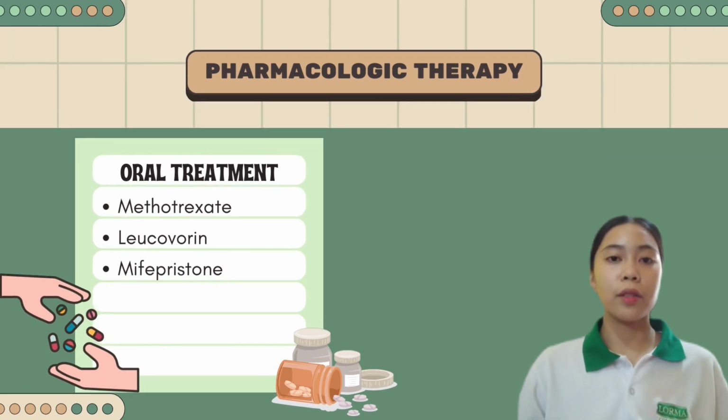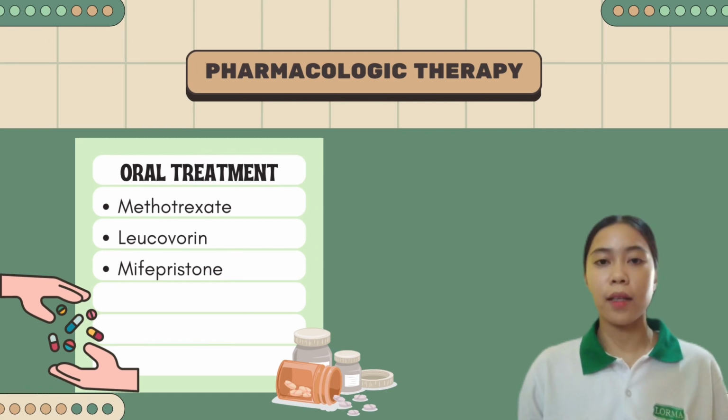And second is leucovorin, the active form of folic acid, and it is used to lessen methotrexate's negative effects and shield cells from its effects. And last is mifepristone. It is the drug that blocks a hormone called progesterone that is needed for a pregnancy to continue.